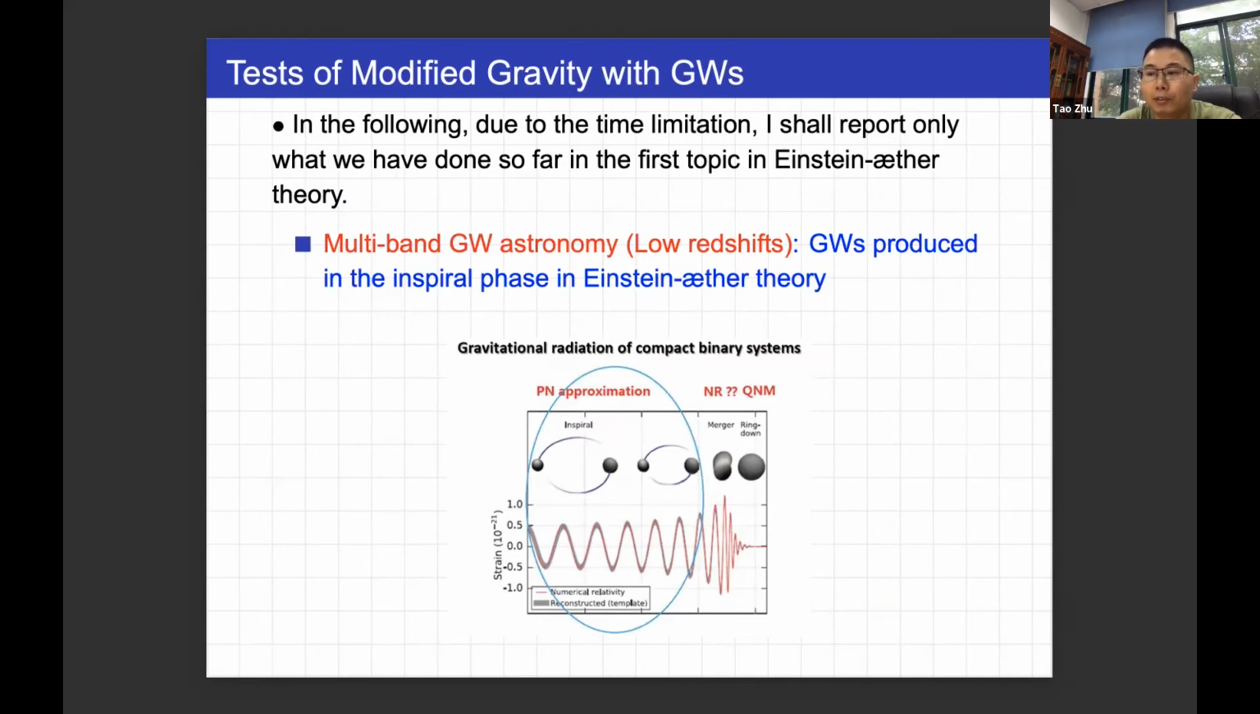For gravitational waves generated by compact binary systems or triple systems, the process of gravitational radiation can be divided into 3 different phases, as you can see from this figure: the inspiral phase, the merger phase, and the ringdown phase. In this talk, I will only focus on the gravitational waves emitted from the inspiral phase of the binary or triple systems.